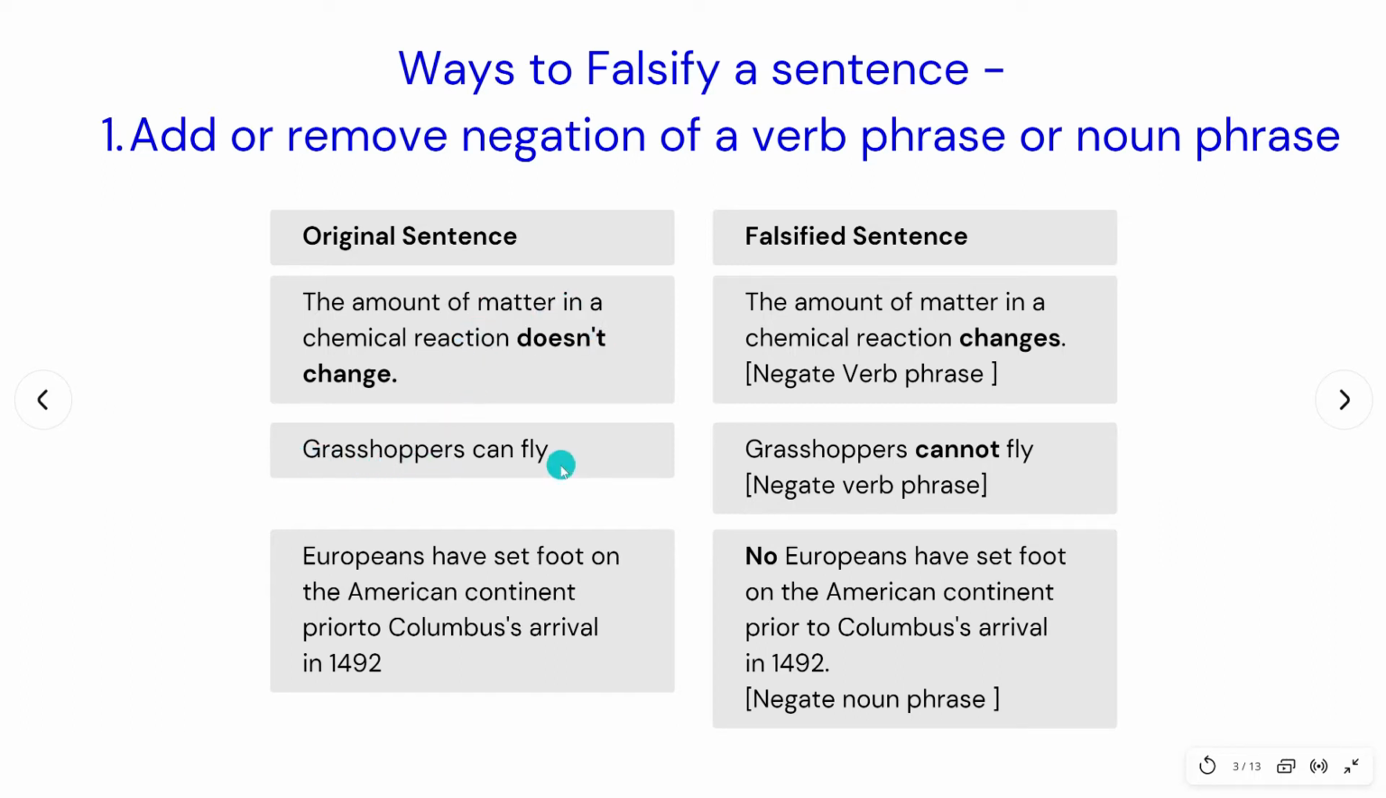Similarly, grasshoppers can fly is a true statement, and replacing that with grasshoppers cannot fly, we generate a falsified sentence. Here again we are negating the verb phrase. Next: Europeans have set foot on the American continent prior to Columbus' arrival in 1492. Here we are changing the noun phrase by adding no: No Europeans have set foot on the American continent prior to Columbus' arrival. So this is negation of a noun phrase, and we are generating a falsified sentence.